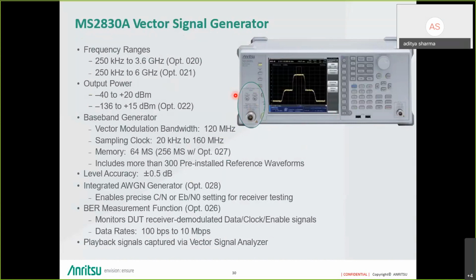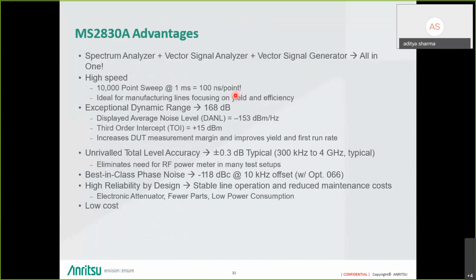BER measurement function is available with it. Along with that, playback by signal capture via the vector signal analyzer option is there. That means if you have a real environment signal, you can capture it using a vector signal analyzer. You can recreate it and play it back, and generate the same signal which you captured in the environment through the same signal generator. So the advantages, if I talk about the MS2830A, it's a spectrum analyzer plus vector signal generator plus vector signal analyzer. All three instruments in a single instrument.